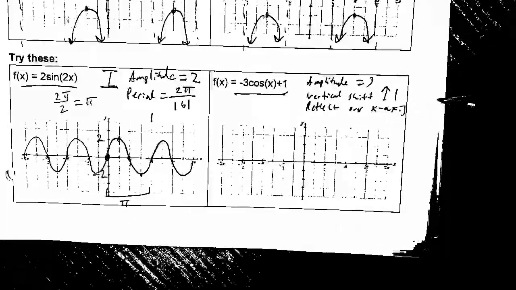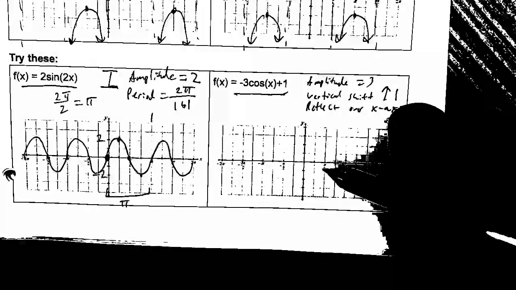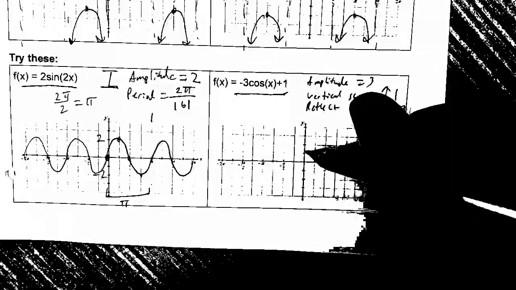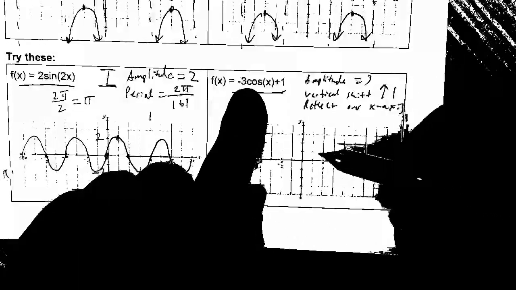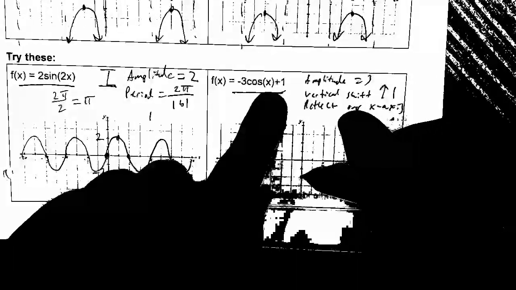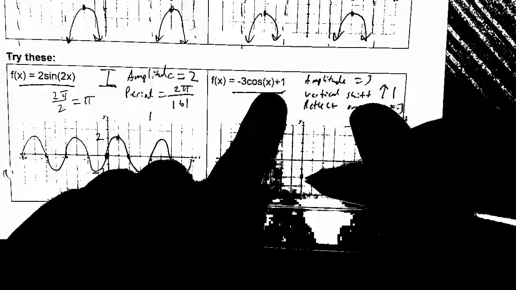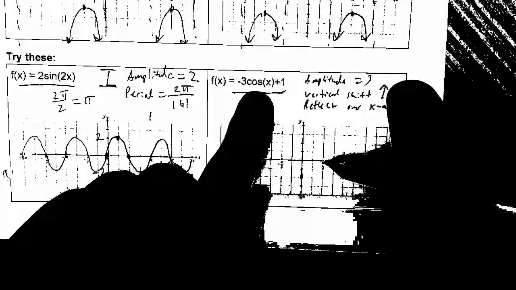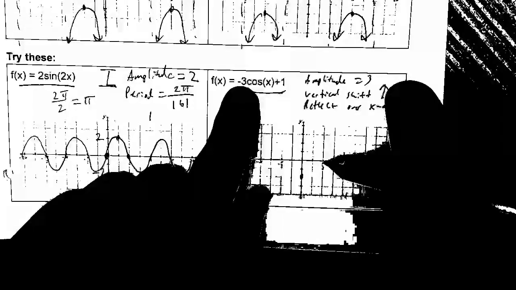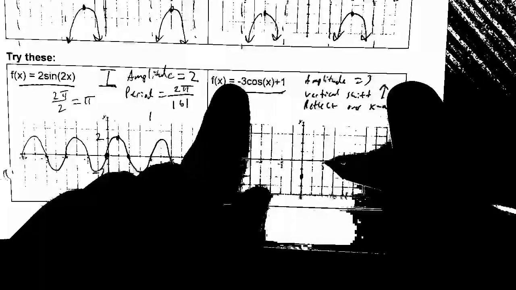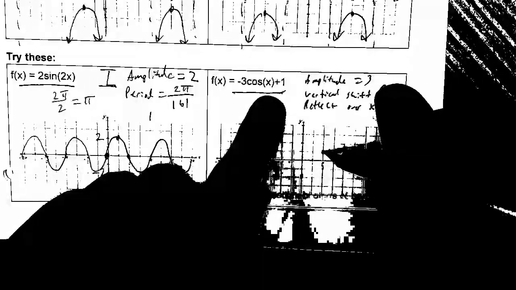All right. So cosine normally starts at what value? Cosine 0 is 1, but now we're going to multiply that by negative 3, so we're going to be down at negative 3, 1, 2, 3, but then we're going to go up 1. Okay. Let's do the key points. At pi over 2, cosine pi over 2 is normally 0, but then we're going to add 1, so it'll be up at 1.